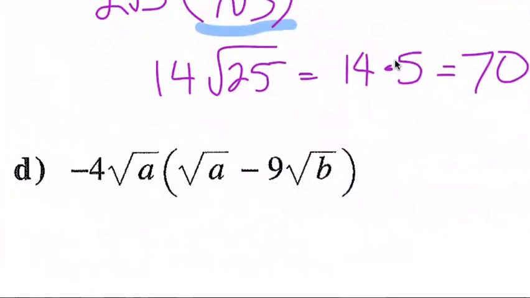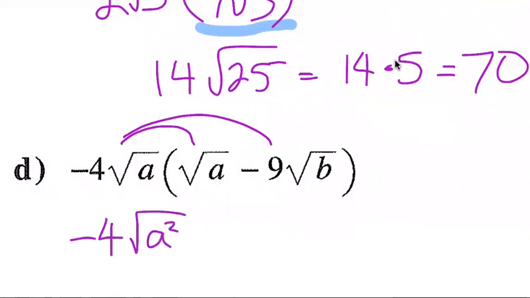And example D. -4 square root A times (square root A minus 9 square root B). Again, all our radicals are the same. Our indexes are the same. So this is going to be bomb this in here, bomb this here. This is going to be -4 square root A squared, plus, -4 times -9 is positive 36 square root AB. That's a 6. There we go. Oh, it was a 6.